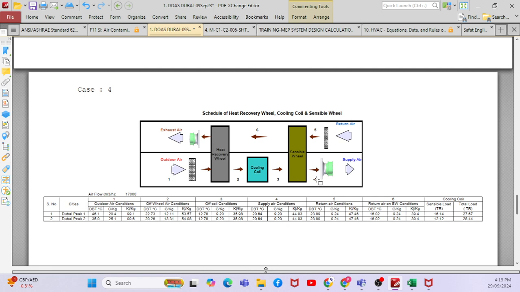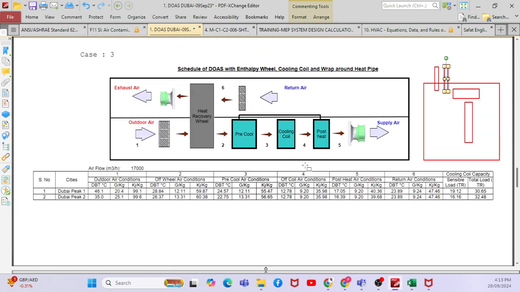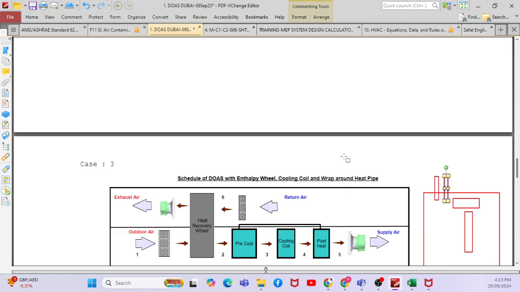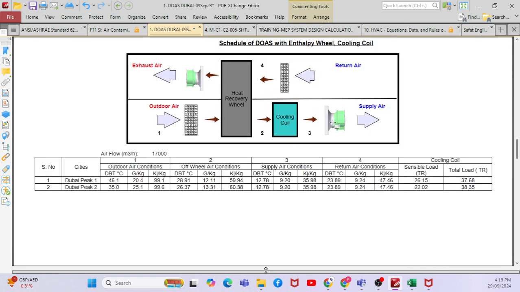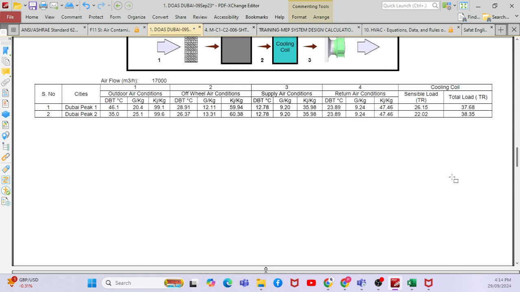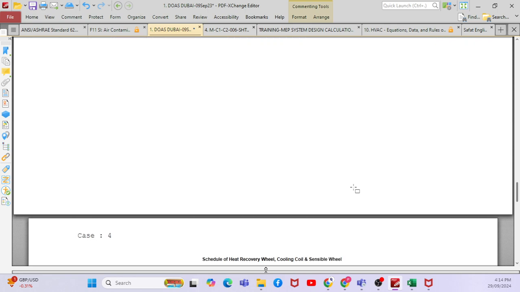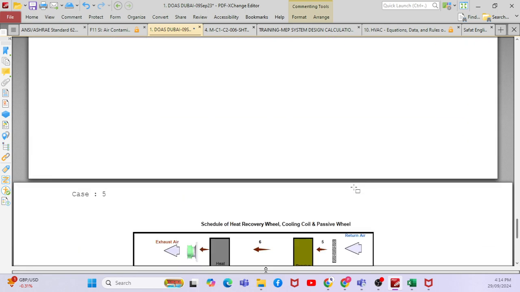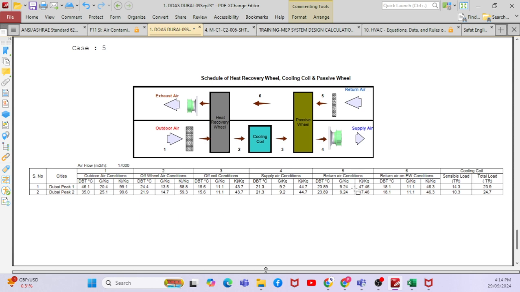So you have to see which is the best option, whether to go with a sensible wheel, or a heat pipe, or a duct heater. Which is the best in energy consumption? Based on that you will decide. But this is the way you calculate your total sensible load and latent load, or total load, by using different equipment. Is everyone clear how to calculate sensible load and total load?